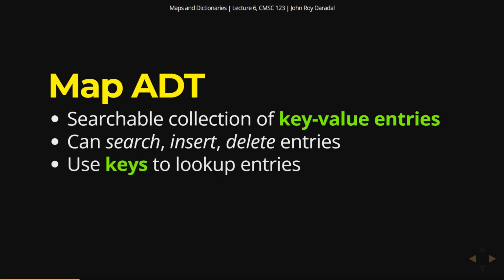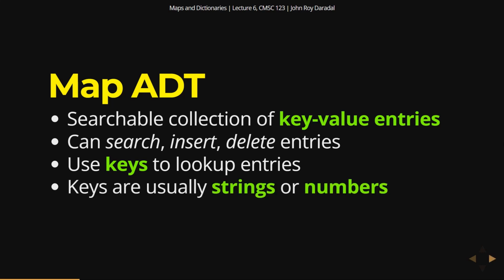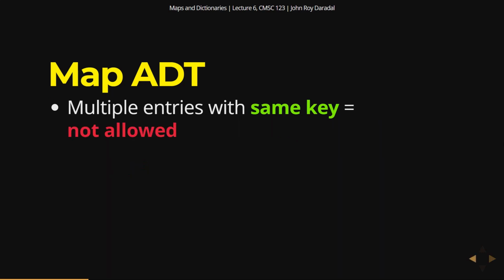Now, the keys are what you use to look up the entries. Okay, so if you want to look for a certain entry, you use the key, and the keys are usually strings or numbers that is associated with a value, so that it's easier to look up. Now, the value could be any type of object that you want to save. Okay, but the key characteristic for the map ADT is that multiple entries with the same key are not allowed.